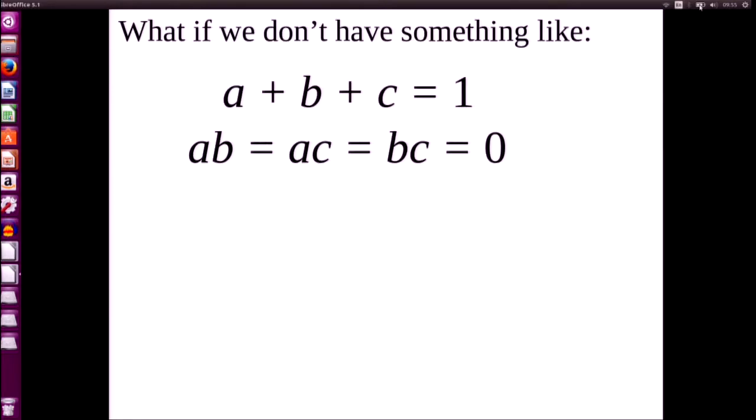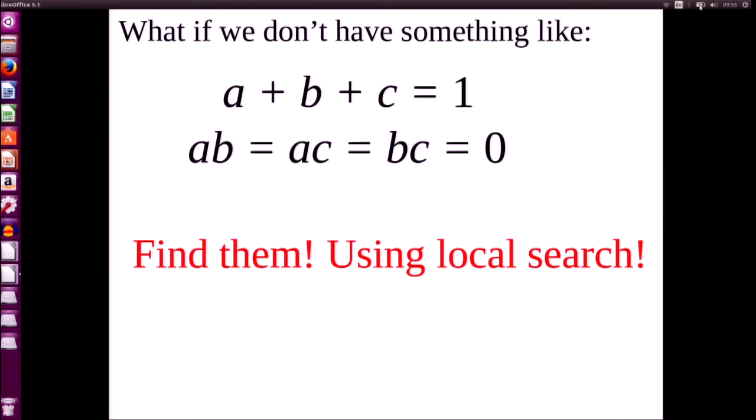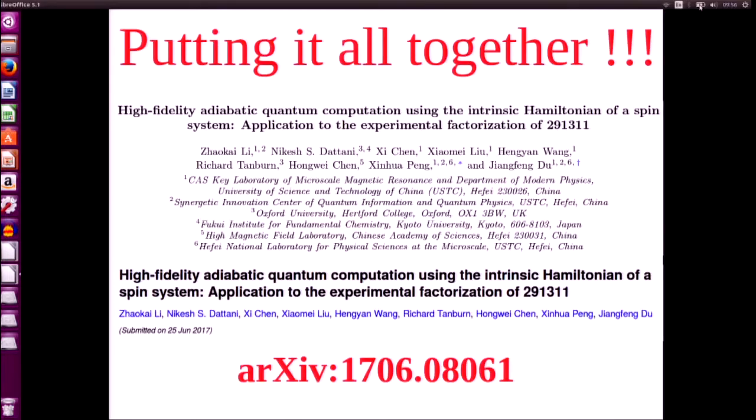So what if we don't have something like this? Some easy deduction we can make. We can find them using local searches. This is just 3 variables. We can easily do that. We've gone up to 200,000 variables like this. It doesn't take a long time on a classical computer. So we can really find a lot of deductions, really do a lot of energy landscape manipulation.